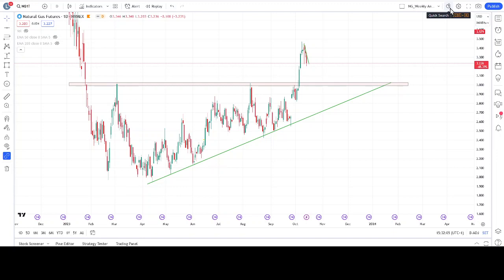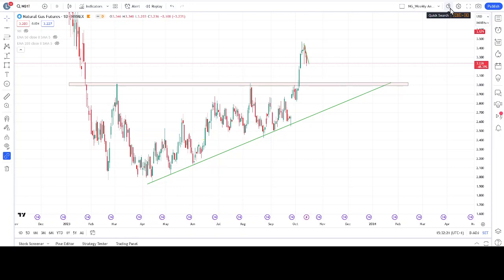Before we start, I just wanted to give a disclaimer that this is not a buy or sell recommendation. I'm just trying to analyze the markets based on the chart patterns or based on the chart. So again, this is not a buy or a sell recommendation. This is purely for educational purposes.